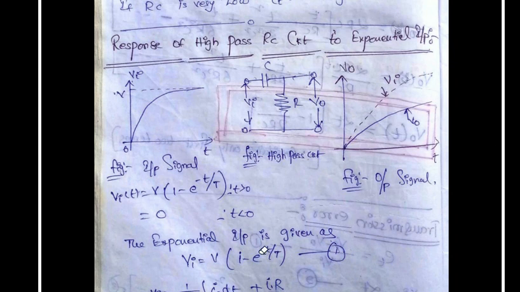Now the exponential input signal is defined as Vi equal to V into (1 minus e power minus t by tau), which is represented as equation number 1, the basic input signal. Next, consider the basic expression for the high pass RC circuit, that is written as Vi equal to 1 by C into the integral of i dt plus i into R.